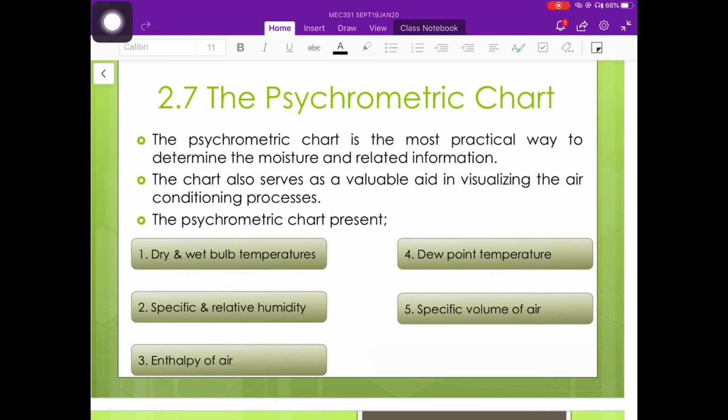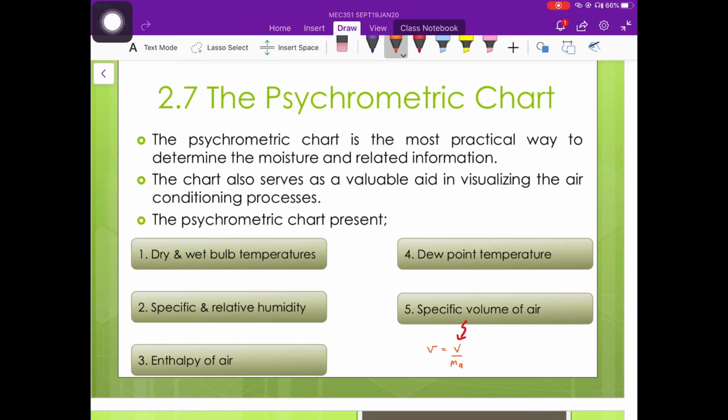For specific volume of air, it is quite straightforward since we are going to use the formula: specific volume is equal to the volume divided by the mass of the dry air. The terms dry bulb temperature and also wet bulb temperature have also been explained previously.